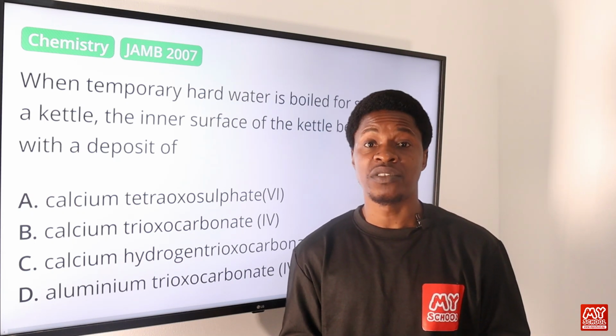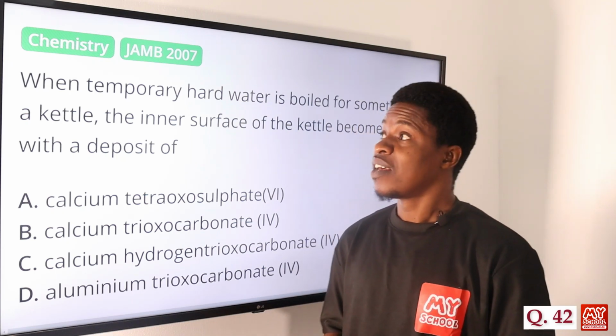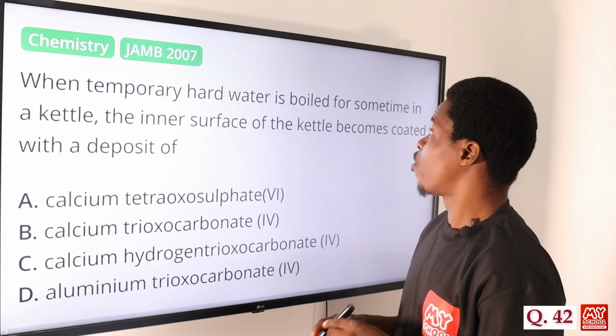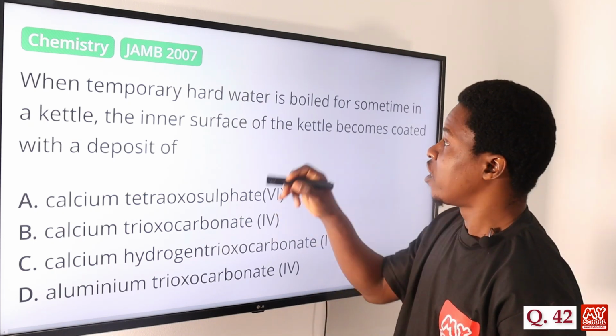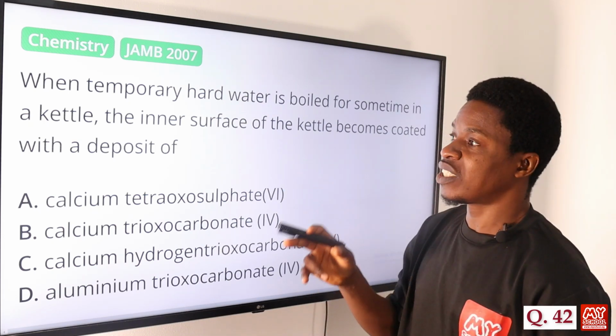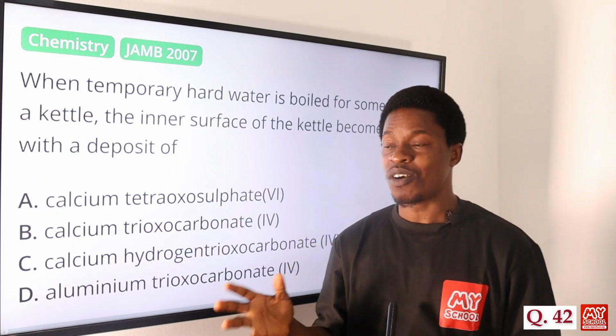Now, let's move on to question number 42. When temporary hard water is boiled for some time in a kettle, the inner surface of the kettle becomes coated with a deposit of what?